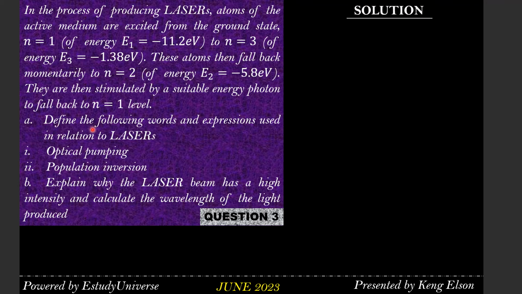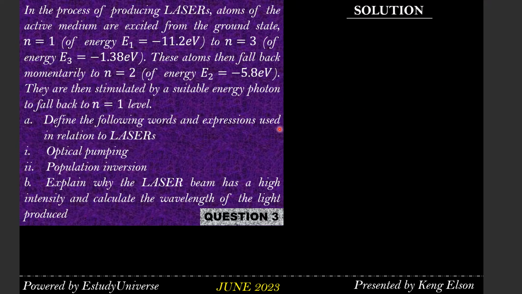A. Define the following words and expressions as used in relation to lasers: optical pumping, population inversion. B. Explain why the laser beam has a high intensity and calculate the wavelength of the light produced. You see this red thing here is basically a laser.